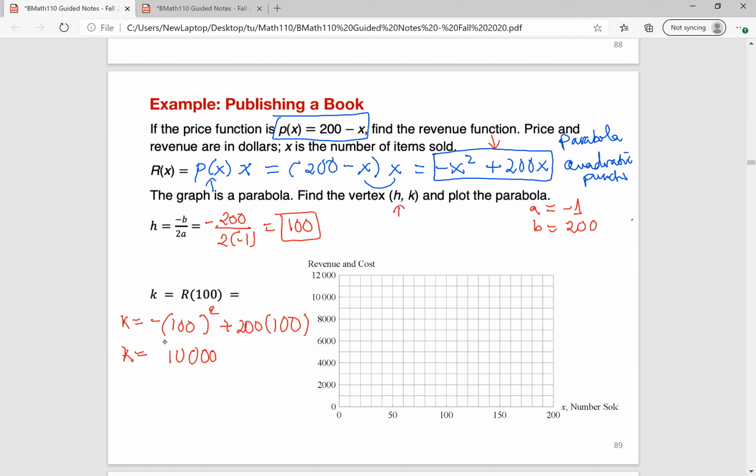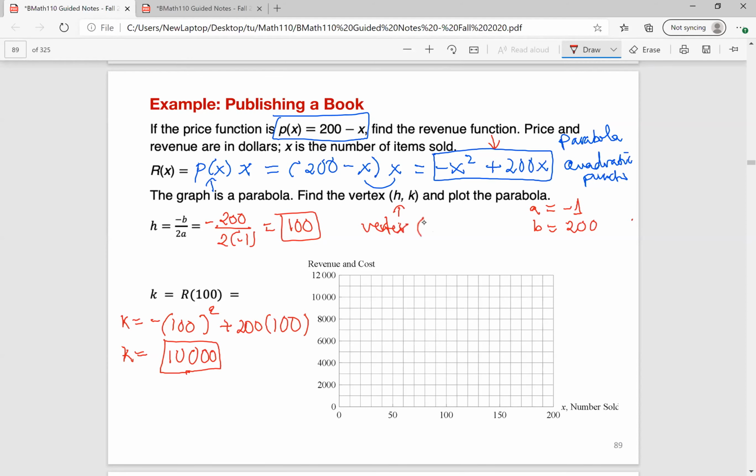What does that mean? K is now equal to 10,000, and H is 100. So the vertex (H, K) now becomes (100, 10,000).